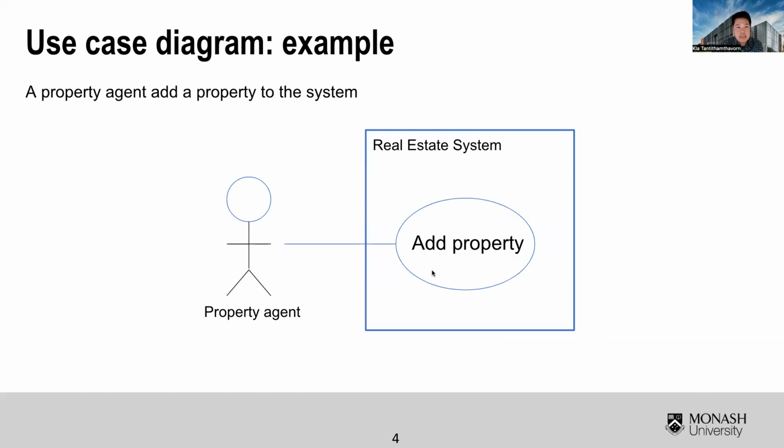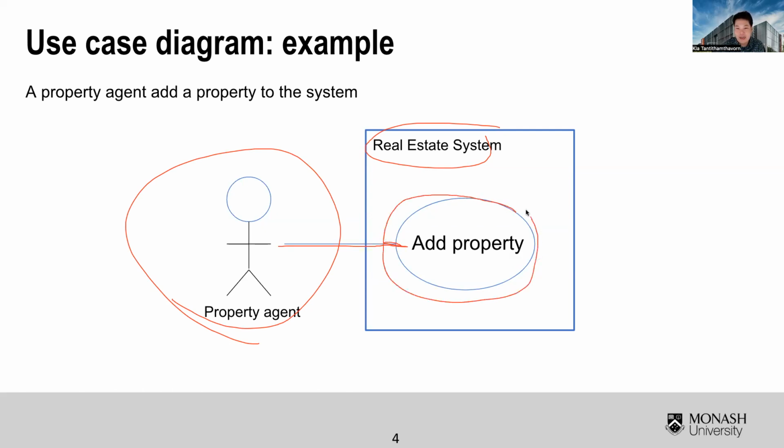Let's say we want to develop the use case diagram for the real estate system, right? Normally what we start with, the most important part, is to draw what system we are going to draw. It will be a square box like this. And then when we develop the real estate system, of course, the first and most important actor is the property agent. That's the actor that has a direct relationship with this feature.